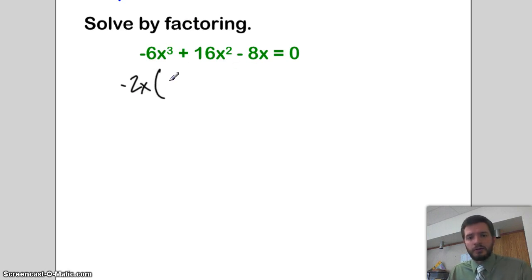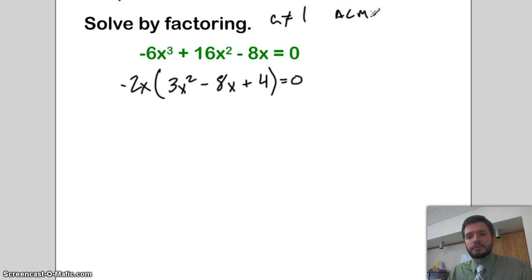So we're left with 3x squared minus 8x plus 4 equals 0. So now again, when a doesn't equal 1, you have to use the AC method. Alright, so let's do that. 3 times 4 is 12. So factors of 12 that add up to negative 8. So 1 and 12, 2 and 6, and 3 and 4. In this case, I need a negative 8. The only way to do that is with 2 and 6. I'm going to need to make them both negative.